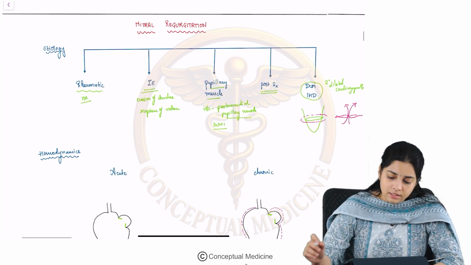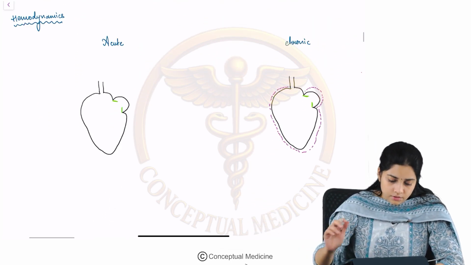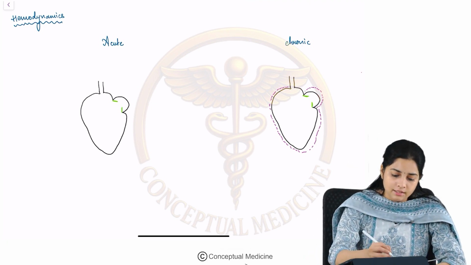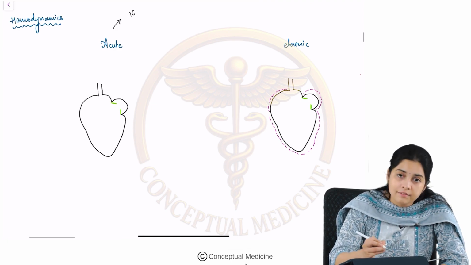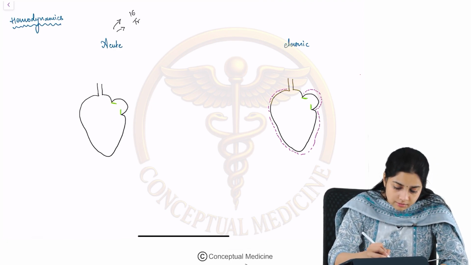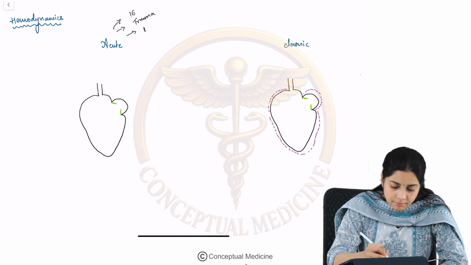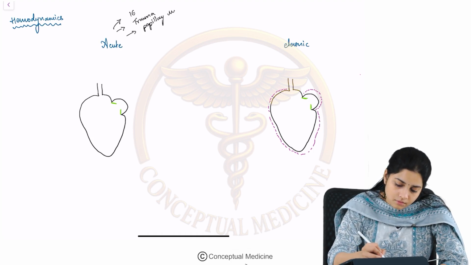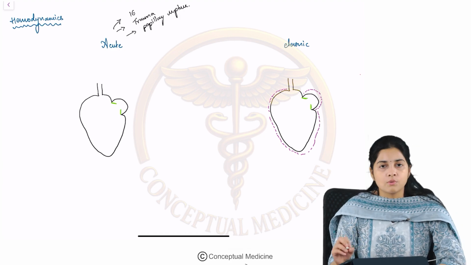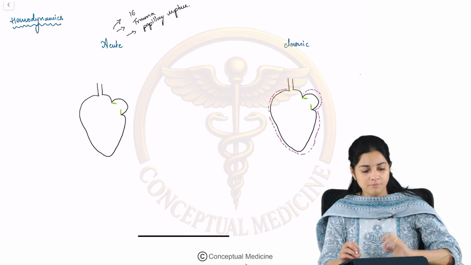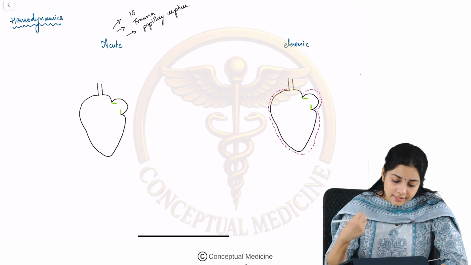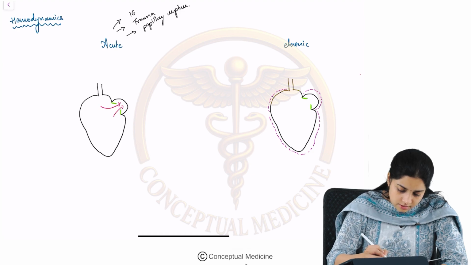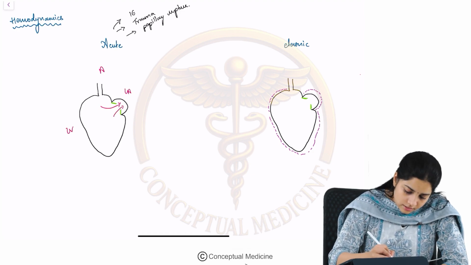Now, let us look at the hemodynamics of mitral regurgitation. So, mitral regurgitation can be acute as well as chronic. So, when do you get an acute mitral regurgitation? You can get it with infective endocarditis, you can get it with trauma, or you can get it with papillary muscle rupture like post myocardial infarction. So, let us understand the hemodynamics of acute mitral regurgitation. Now, secondary to any of these causes that we have discussed, there is an acute mitral regurgitation. This is your LA, this is your LV, this is your aorta.